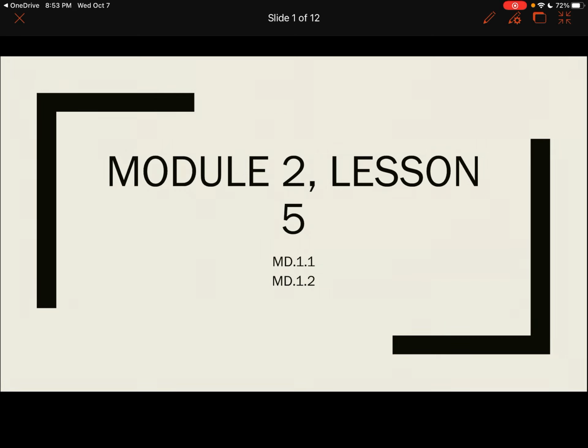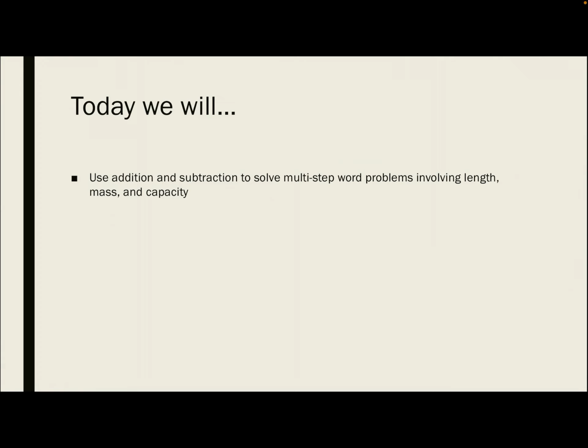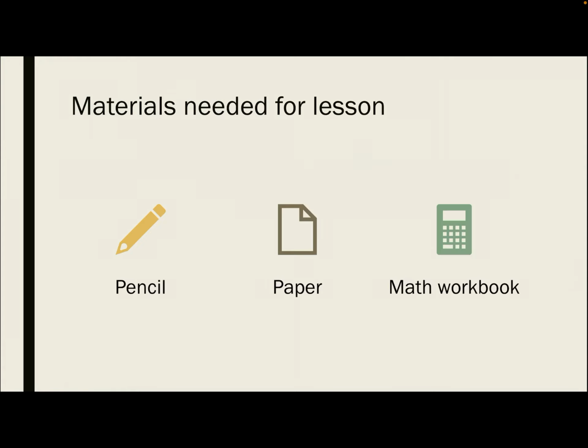Everyone, it's Mrs. Cafiero, and today we're going to be talking about Module 2, Lesson 5. This is the last lesson for our standards MD 1.1 and MD 1.2. Today we are going to use addition and subtraction to solve multi-step word problems involving length, mass, and capacity. The materials that you need for today's lesson are pencil, paper, and your math workbook.